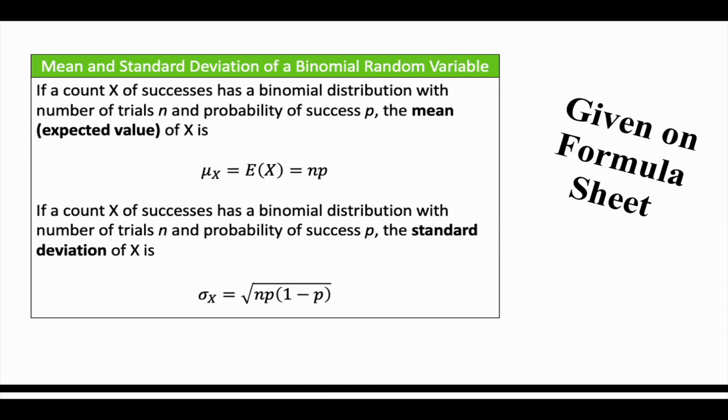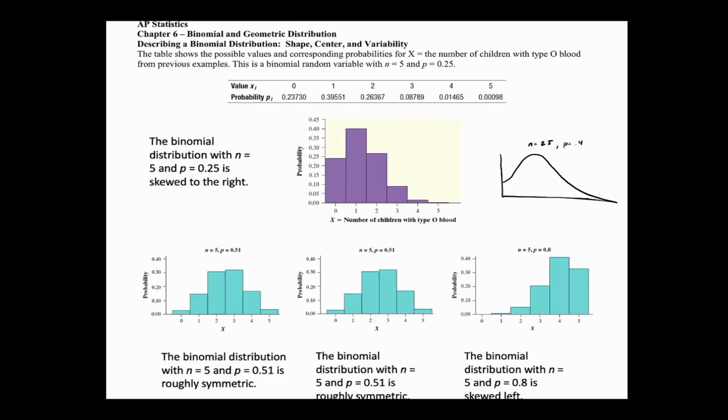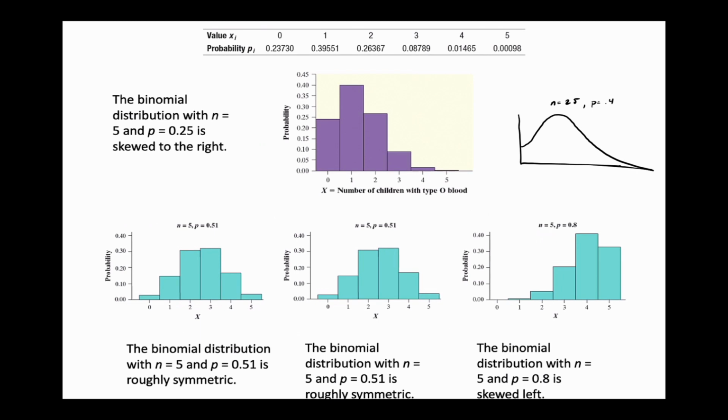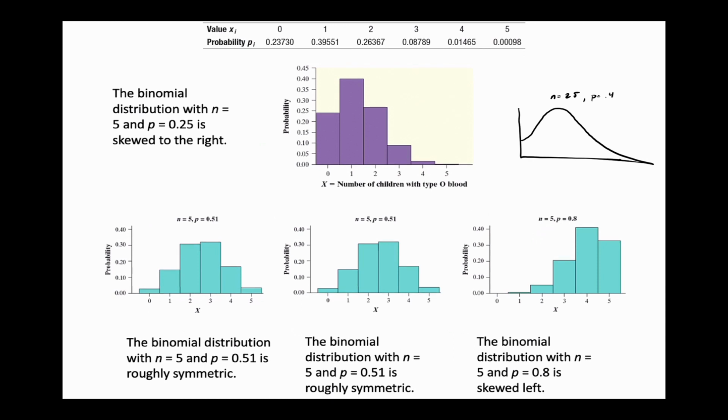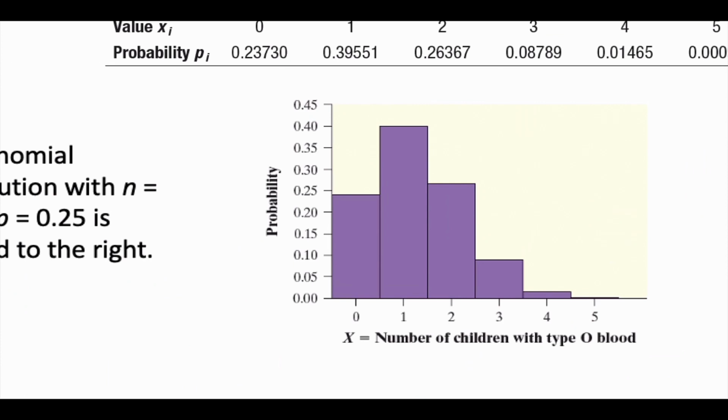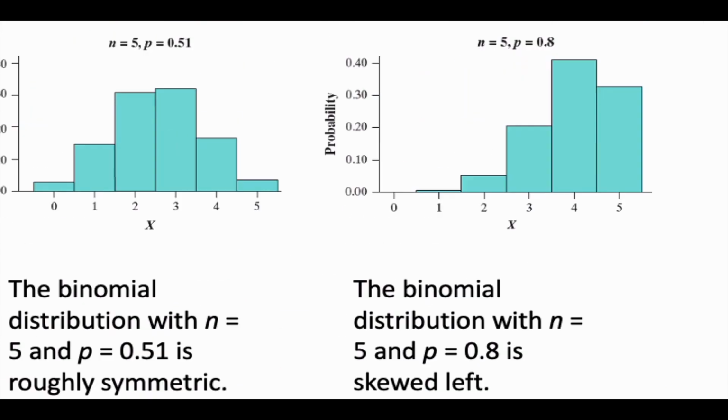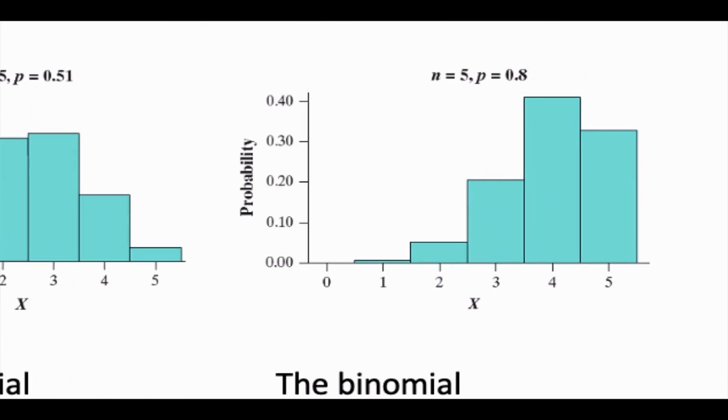So if they're talking about binomial distribution and they want to know about center, use the expected value. If they want to know about spread or variability, we use the standard deviation formula. If they want to know about shape, you just look at where the peak is. Is the peak going to be in the middle, on the left side, or on the right side? Then you determine from there.